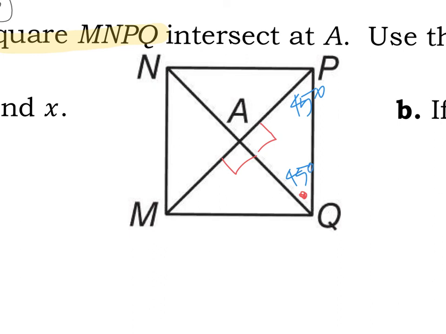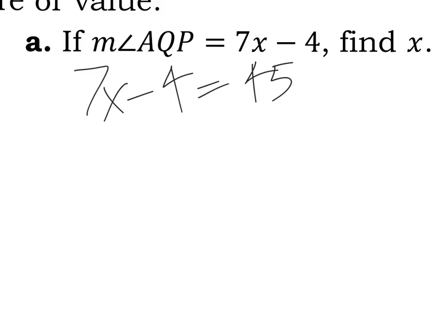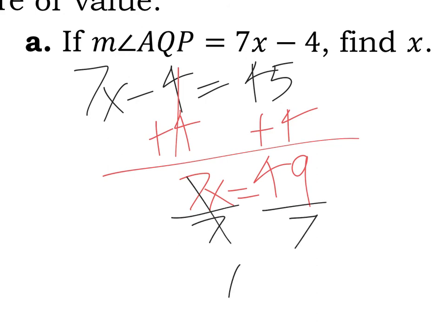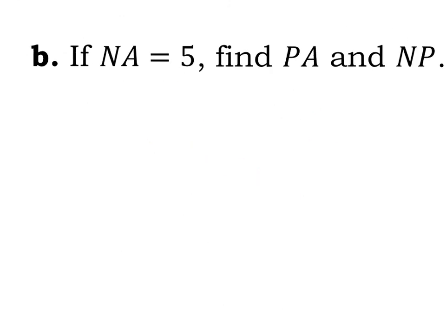It's a 45-degree angle. So I'm just going to set that expression equal to 45 and solve for x. So here I have 7x minus 4 equal to 45. I can add 4 to the other side, and I get 49 equal to 7x. And we know that we have to divide both sides by 7, and so 49 divided by 7 is going to be 7. So yeah, x equals 7. That's it.